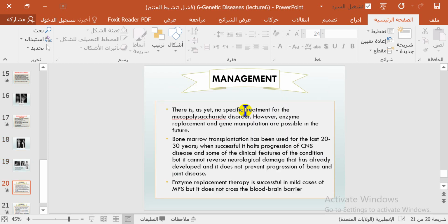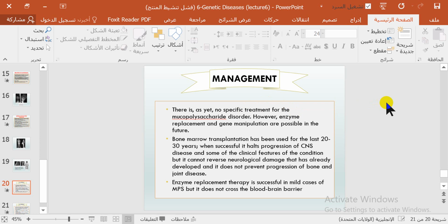How do we manage this case? There is as yet no specific treatment for this developmental or congenital disease. However, enzyme replacement and gene manipulation are possible in the future. Bone marrow transplantation has been used for the last 20 to 30 years.